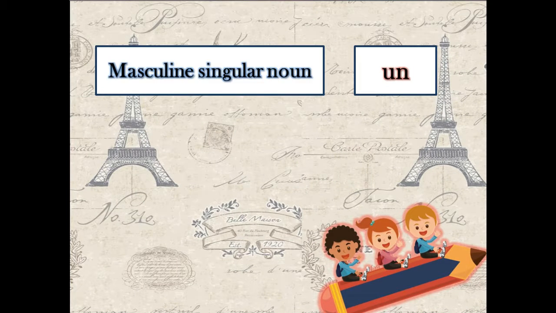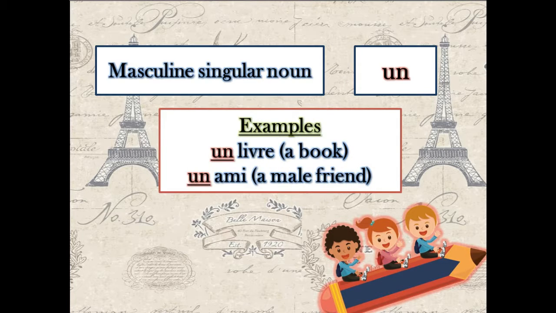We use un before a masculine singular noun. For example, un livre, un ami. In this, livre and ami both are masculine, so we use un with them.